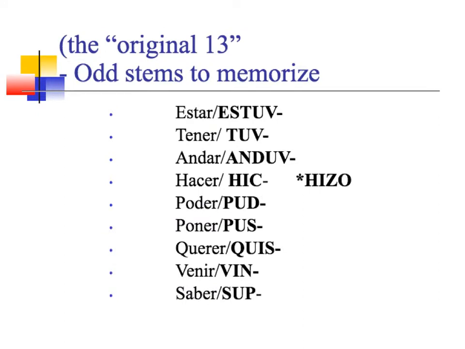Now we're going to move into talking about groups of verbs that are irregular. We'll look at them in groups, starting with what we call the original 13. That's only because there happen to be 13 common verbs that we use in class. They have to be memorized as irregular.